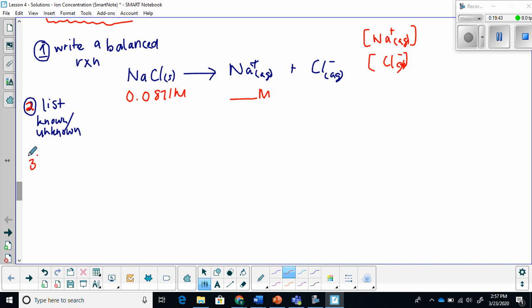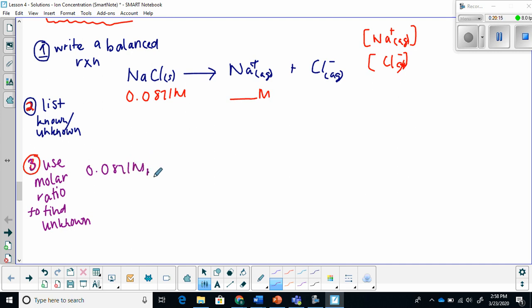So step 3, let's do it in purple. Step 3 is to use molar ratio to find unknown. All right, so 0.0871 moles per liter of NaCl. Great. Now we need to get it to link to sodium ions up here. Okay, so we're going to use our molar ratio.